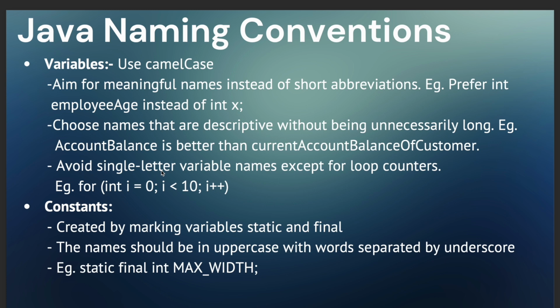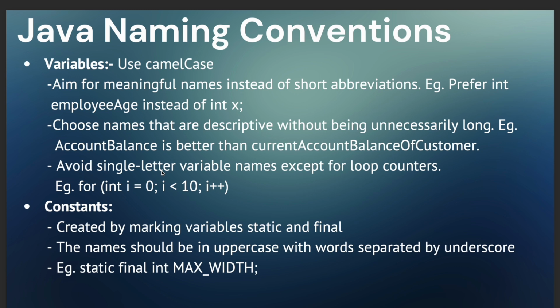Names like a, x, or n don't tell us what the variable represents. The only common exception is loop counters, where short names like i or j are widely accepted. For example, for int i = 0; i < 10; i++. Don't worry if this loop syntax looks confusing right now. We will dedicate an entire tutorial to loops very soon. For now, just focus on how that little variable i is named. Using meaningful variable names is one of the easiest ways to make your code more readable and professional. Modern IDEs like IntelliJ IDEA can suggest variable names, but choosing clear and meaningful names is still an important programming skill.